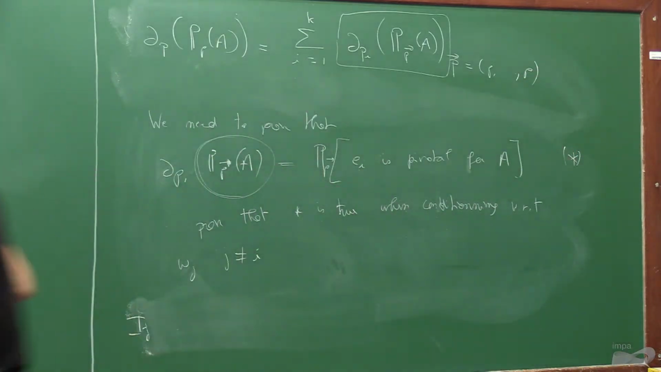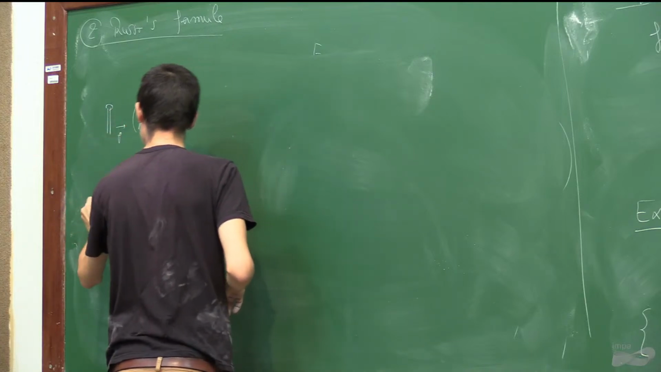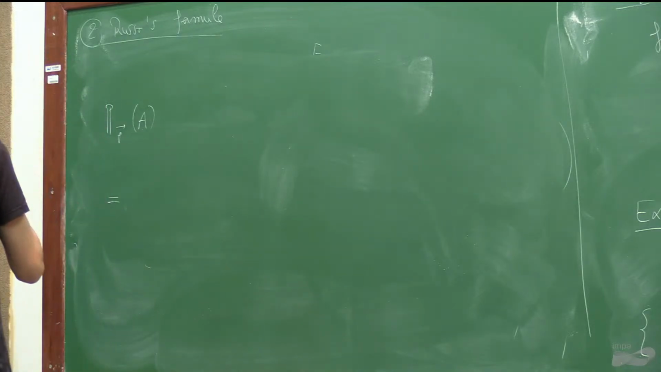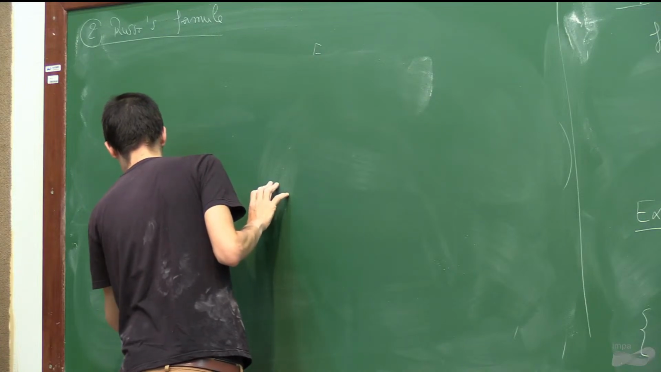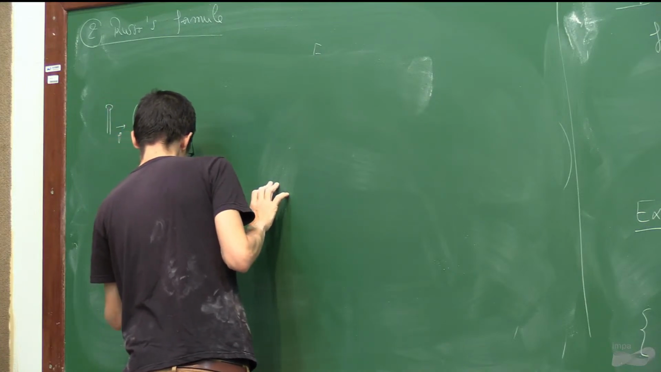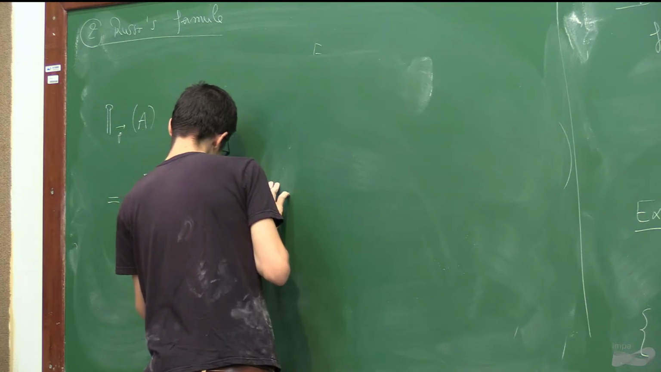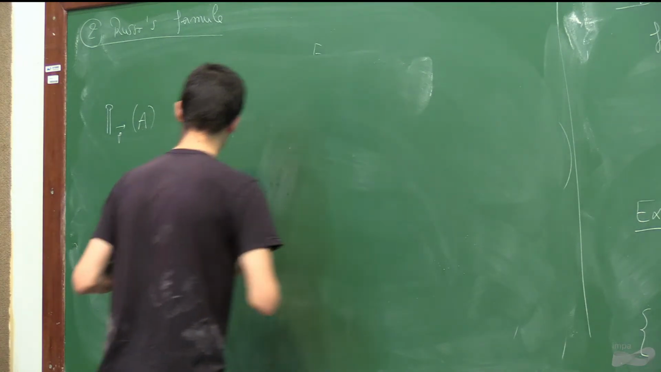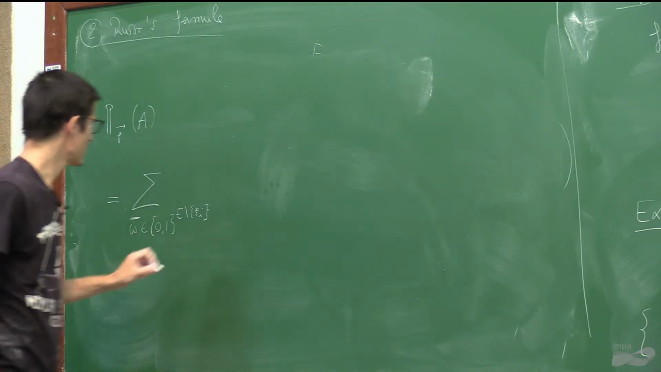let me write this cleanly. So what we have is that P of A is equal to the sum over omega in {0,1}^{E minus e_i}, let me call it omega bar. Then I get P.